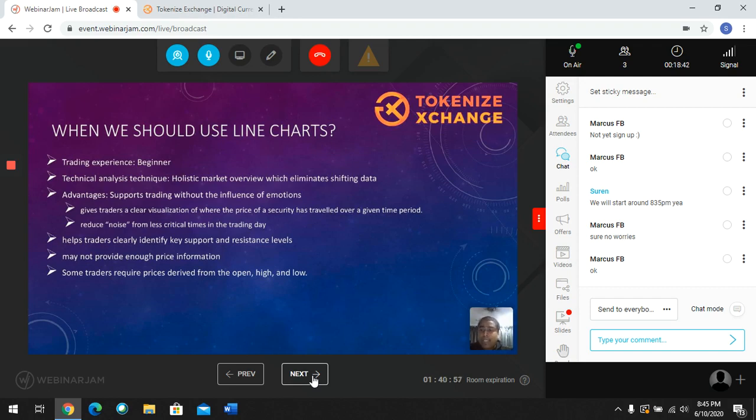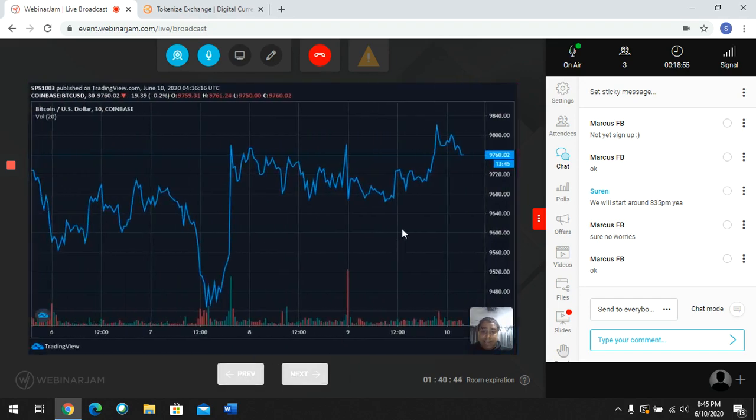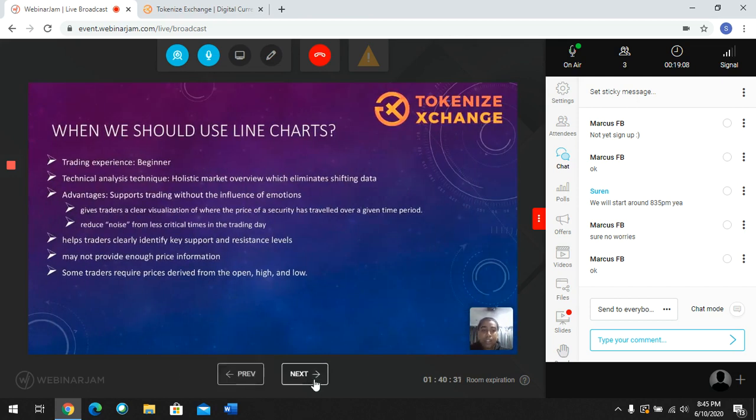The technical analysis technique gives a holistic market overview, which eliminates shifting data. The advantage is that it supports trading without the influence of emotions. Why do I say that? Just look at a glance and you know, okay, it's still on the upper side, so not to worry about the price movement. Emotionally, you are not too attached to the price charts. It gives traders a clear visualization of where the price of a security has traveled over a given time period.